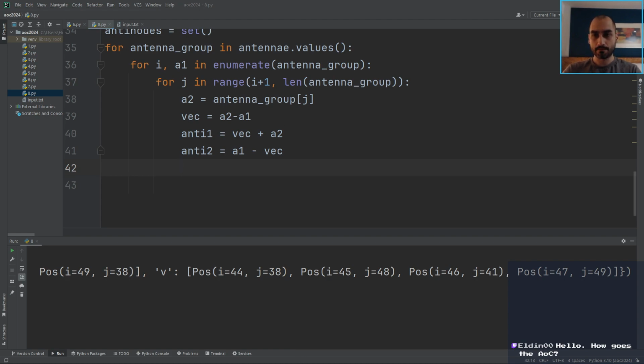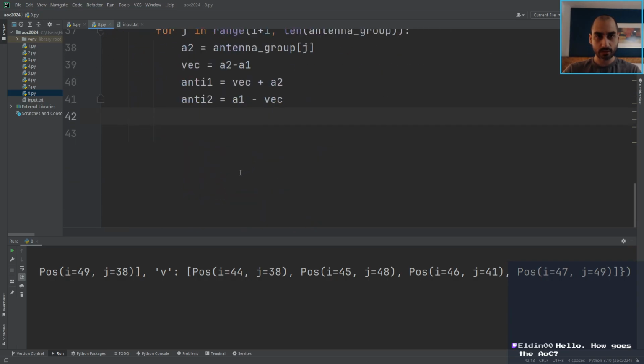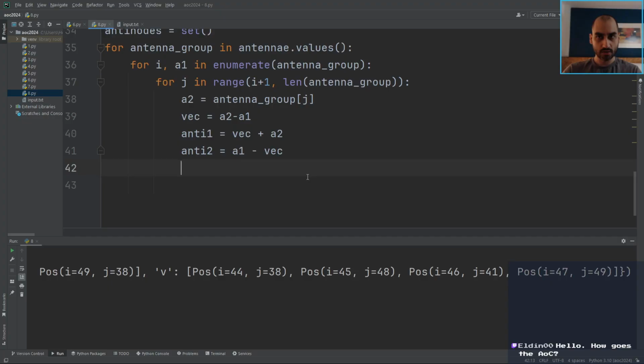Okay. And then, hello Eldin. How goes the AOC? Part 1 seems alright so far. I'm somewhat confident that this will work. I think I'm close to finishing.